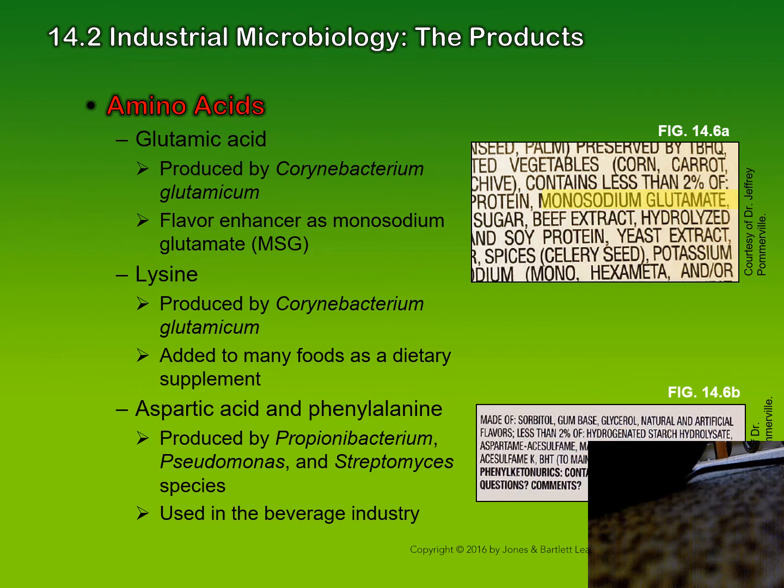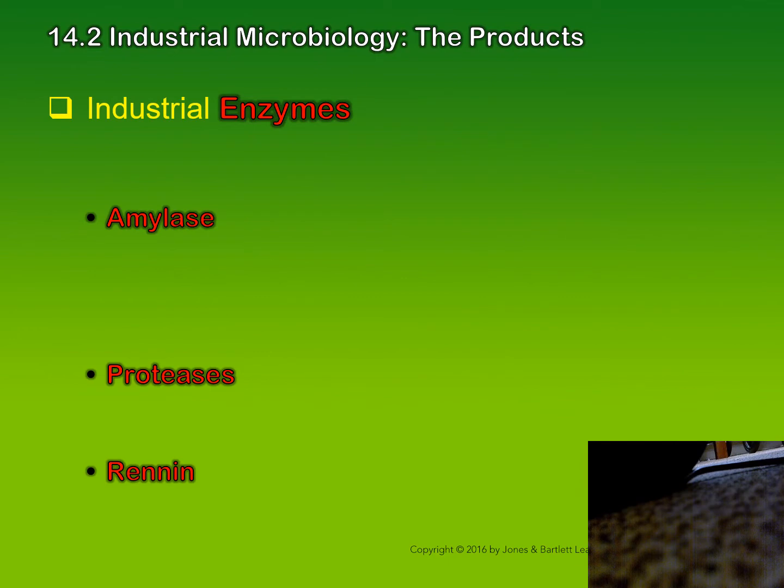Aspartic acid and phenylalanine are used in the beverage industry. Usually we think of those in terms of artificial sweetener drinks, where the aspartic acid and the phenylalanine are combined together to make a great sweetening product. There are also a number of enzymes that are made by industrial microbes.